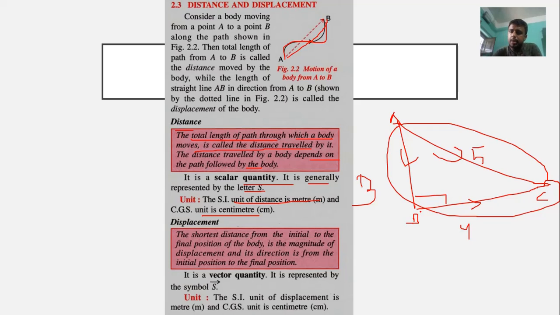So if this is 3 kilometers and this is 4 kilometers, then the total distance would be 7 kilometers, but the displacement would be the shortest distance. If you are reaching from A to C, that would be 5 kilometers. So this is the displacement and this is the distance.